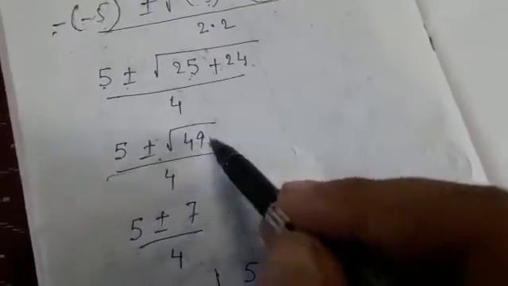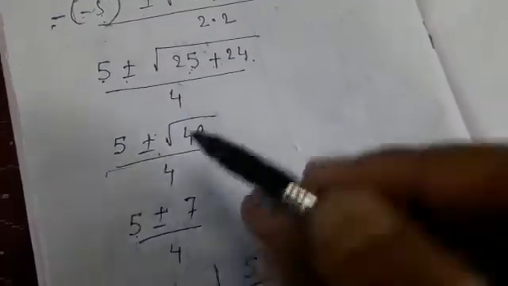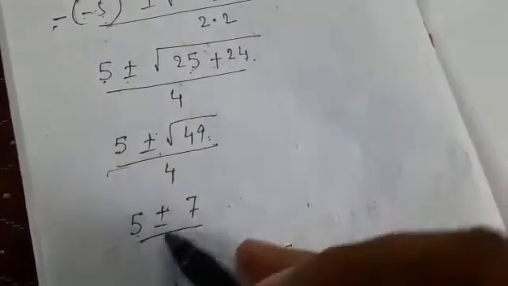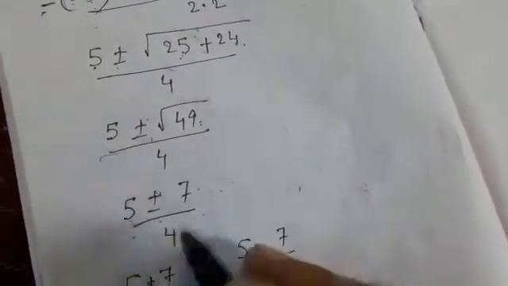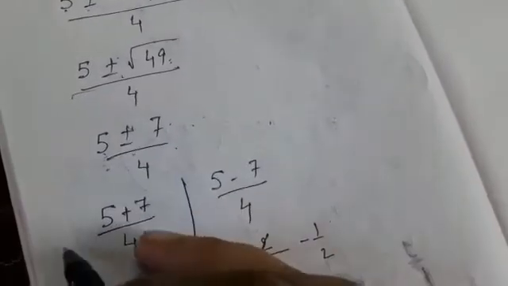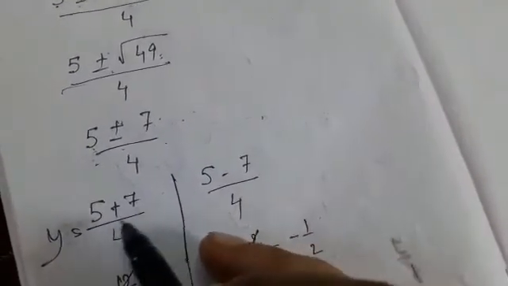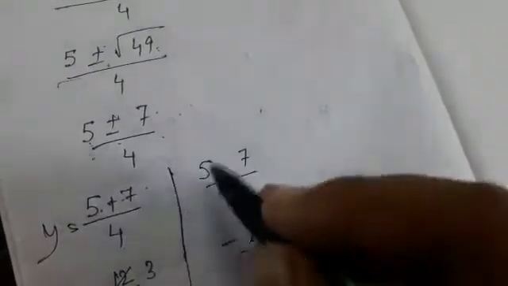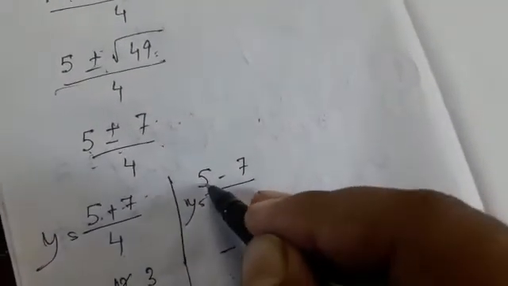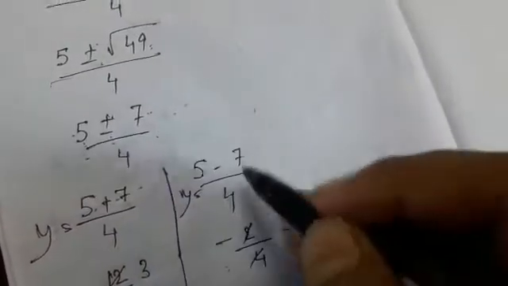49 by 4. Now 49, you know, is the square of 7. So 5 plus minus, if we take it out of the root, you will get 7. So 5 plus minus 7 by 4. So your first root is, these are all what? These are y, which we have assumed. So your one root is 5 plus 7 by 4, and the other root is 5 minus 7 by 4.